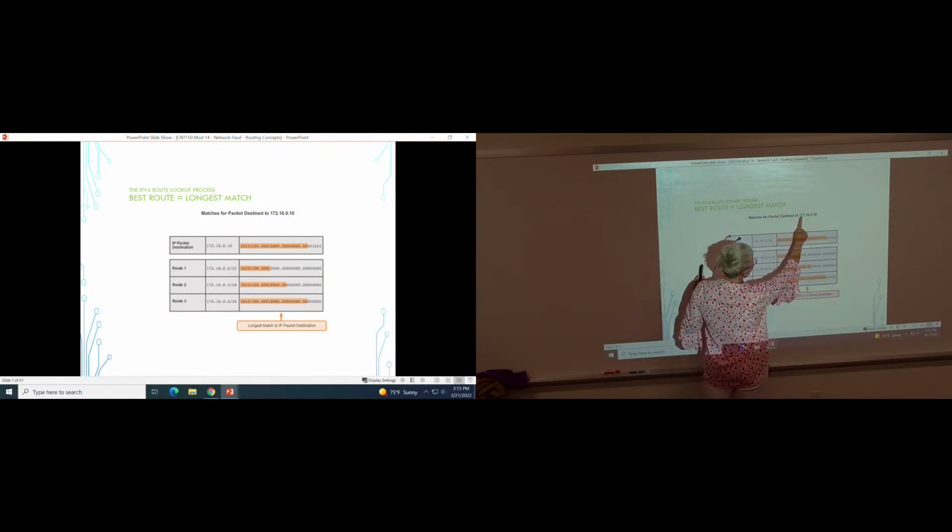So if I'm trying to match 172, we got that. Now I'm trying to match 16. So does route 1 work? Would it work? Yes, it would work, because 0001, that's 16, so this one would work. So now the router's going to say, well, okay, that one works, but is there a better one? Let me look and see if there's a better one.